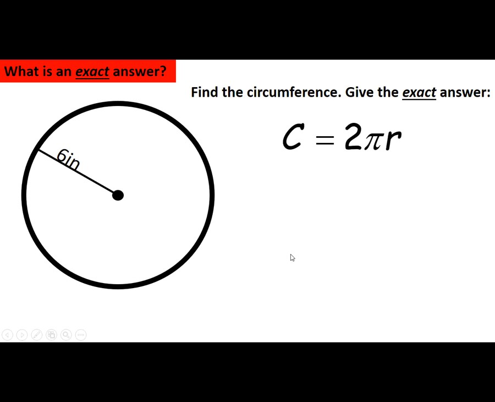Okay, now here's the weird one. It's not hard, but it is weird. It's what's an exact answer? Okay, so here's the circle. We're going to find the circumference, but we need to give an exact answer. What do I mean by exact answer? Well, it has to do with pi.